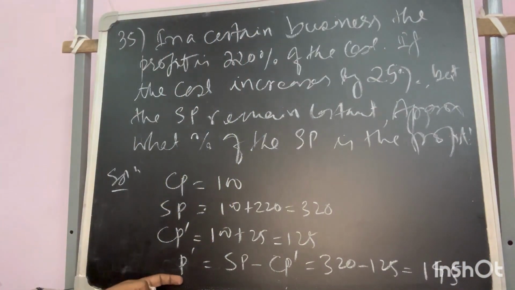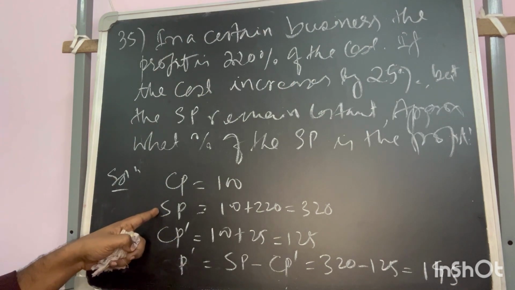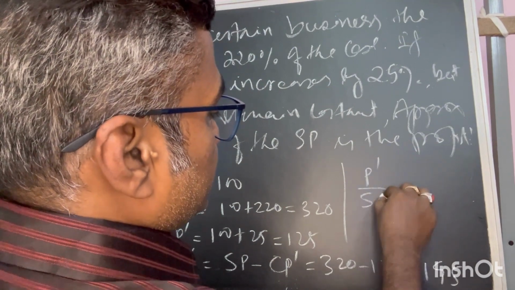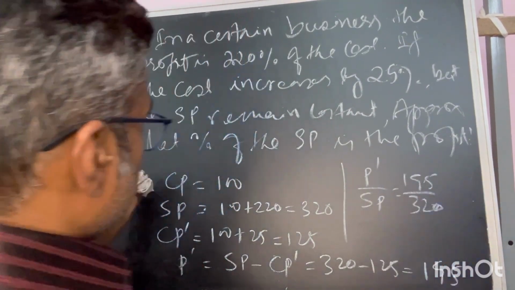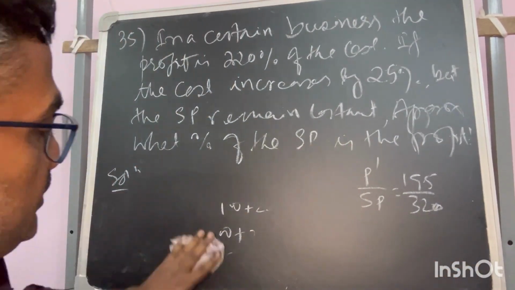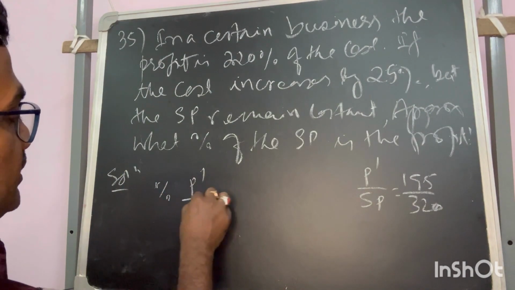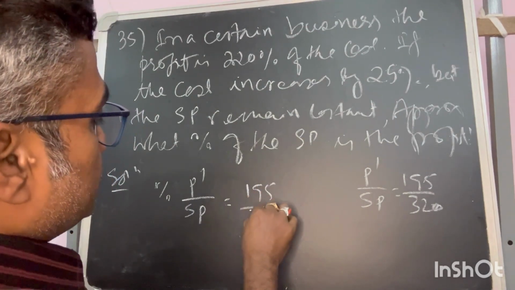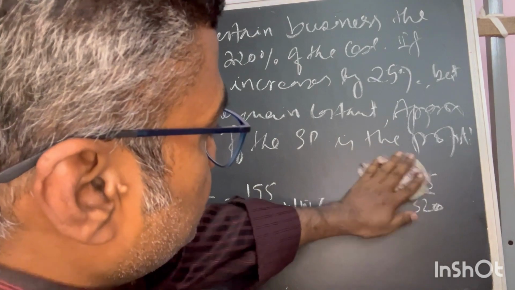Now this is known. I am to calculate P dash upon the selling price, because the selling price is the same. So my requirement is P dash by SP, that means 195 upon 320. That has to be calculated as an approximate percentage. So the percentage of P dash upon the selling price will be 195 by 320 into 100.